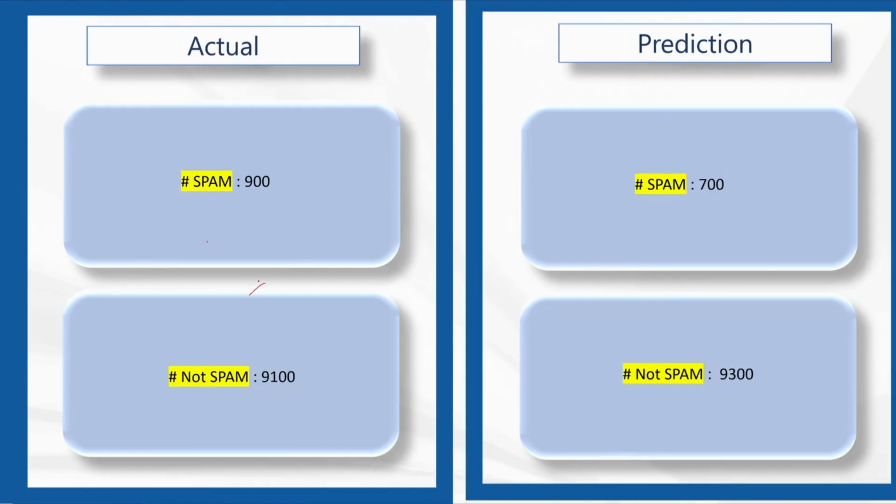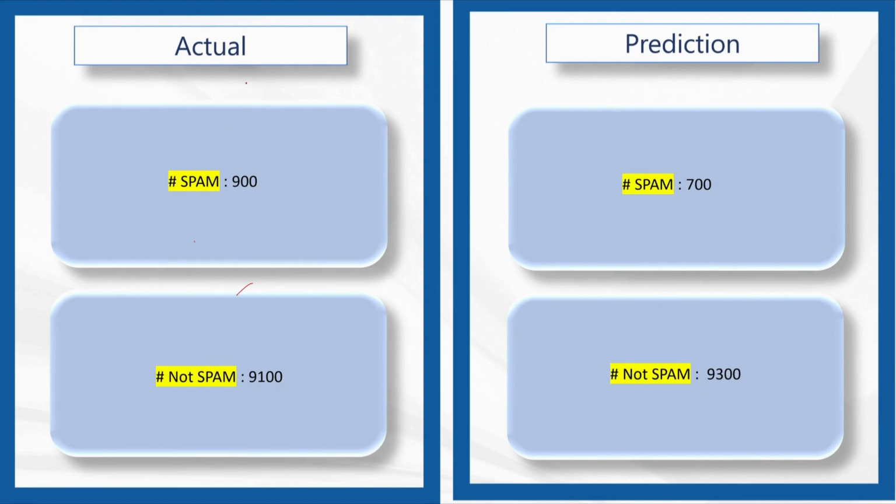Now let's assume that we have built a model and these are the actual and predicted values. Since there are only two classes, in each of these separations you see only two boxes, number of spams and number of non-spams. What this means is that in the data there were 900 spam labels and 9100 non-spam labels, but the model predicted 700 spam emails and 9300 non-spam emails. So you see the difference, right, between 9100 and 9300 versus 900 and 700. This is where the confusion arises.